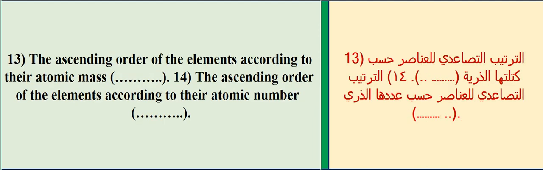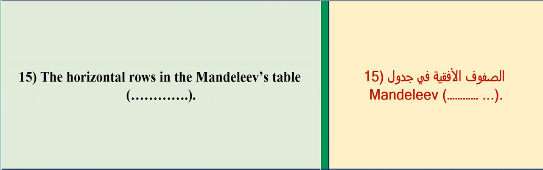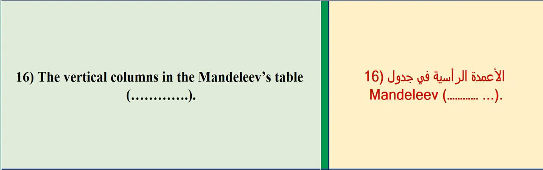13. The ascending order of the elements according to their atomic mass. 14. The ascending order of the elements according to their atomic number. 15. The horizontal rows in the Mendeleev's table. 16. The vertical columns in the Mendeleev's table.